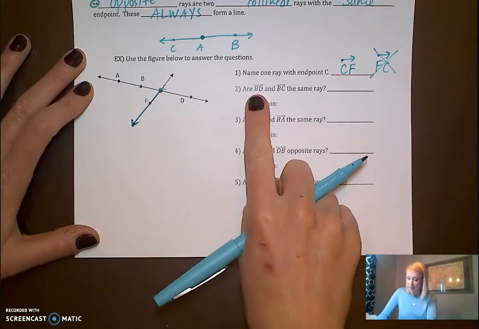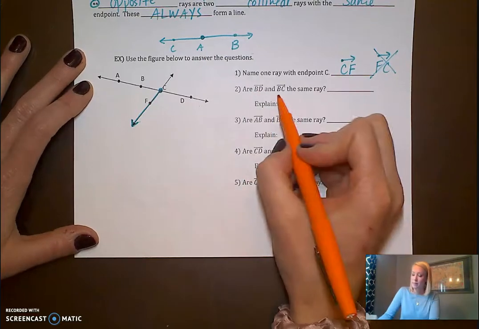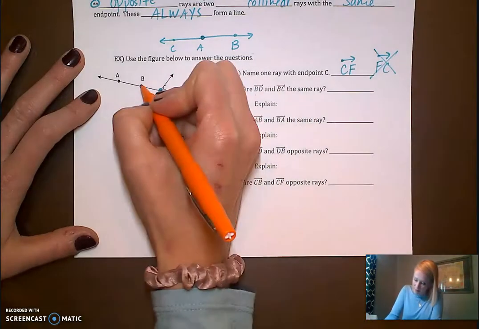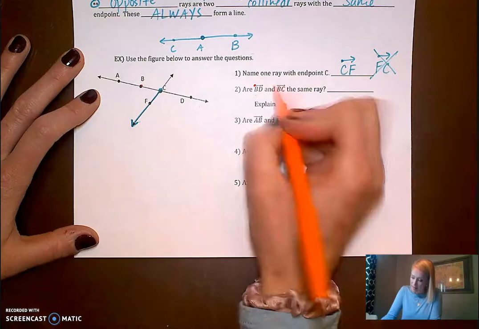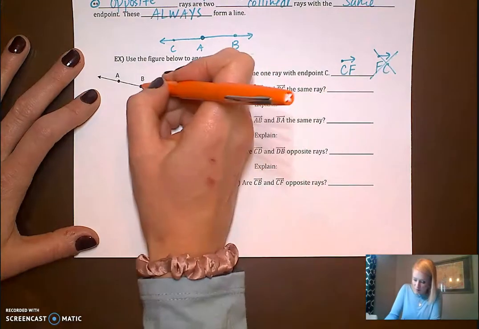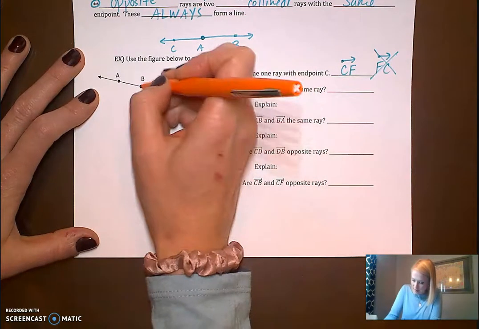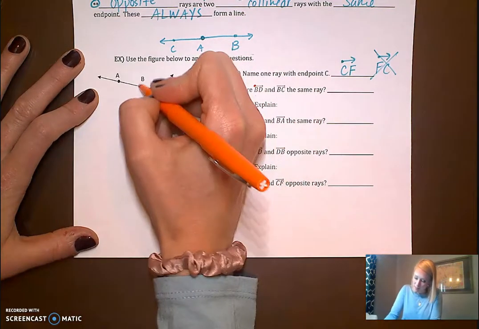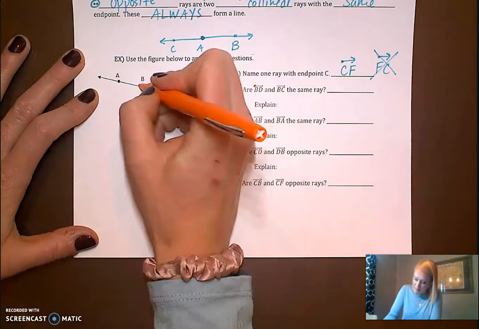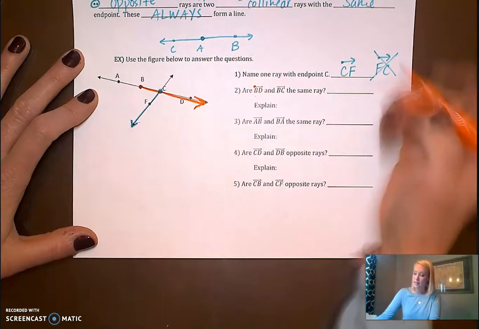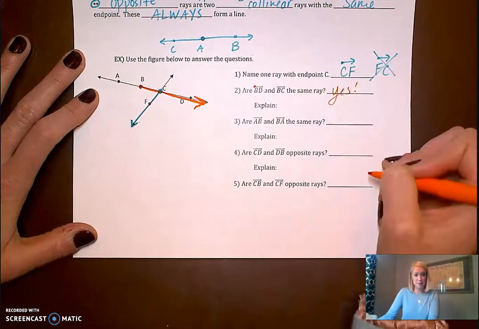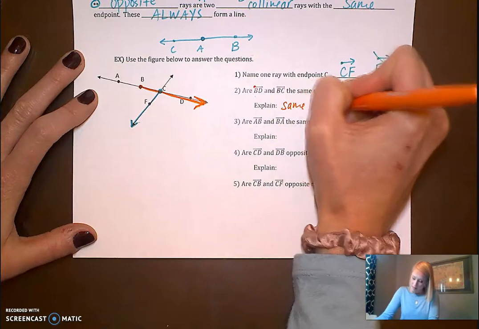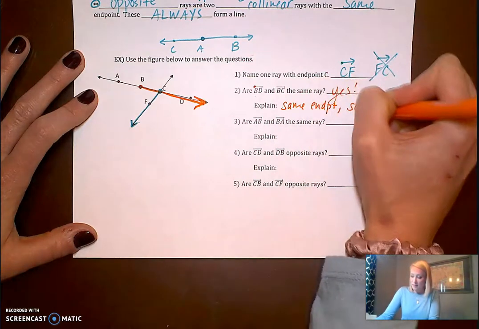Number 2 says, are ray BD and ray BC the same ray? Okay, so BD, it starts at B, the endpoint's above B, the arrow's above D, so it goes in the direction of D. So there's ray BD. Ray BC starts at B, and it goes in the direction of C. So yes, those are the same rays. They've got the same endpoint, and they go in the same direction.